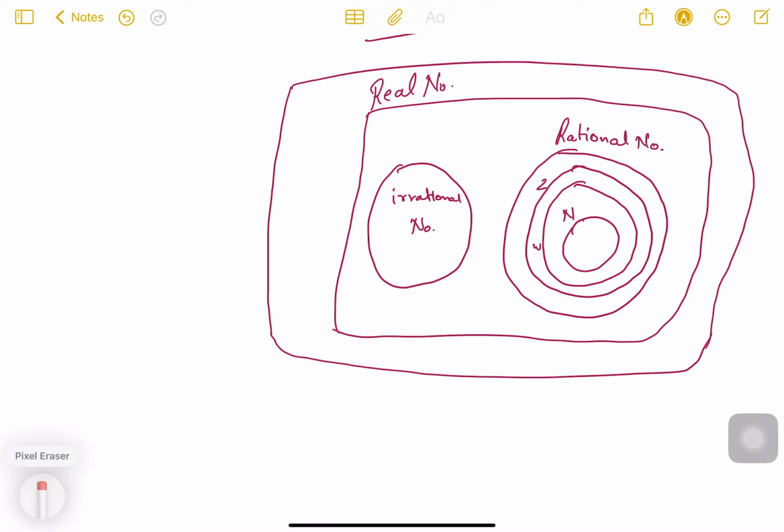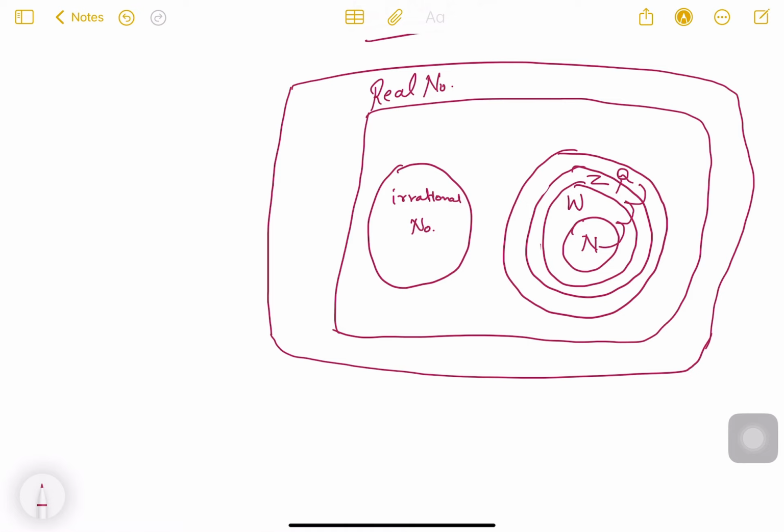So let's write it once more. These are natural numbers. These are whole numbers, these are integers, and these are rational numbers. Fine? So this means that all natural numbers are whole numbers, all whole numbers are integers, all integers are rational numbers, but reverse is not true. Like all rational numbers are not integers.